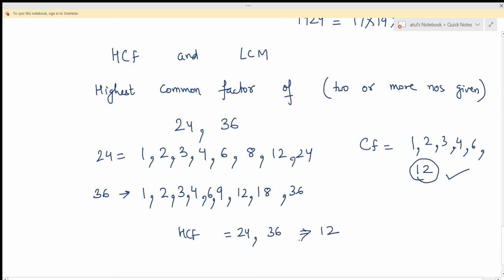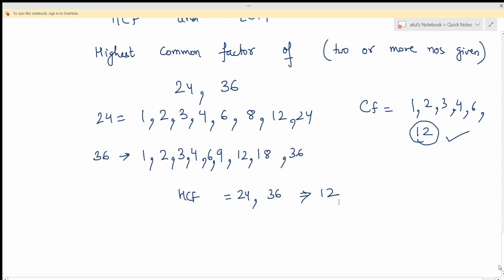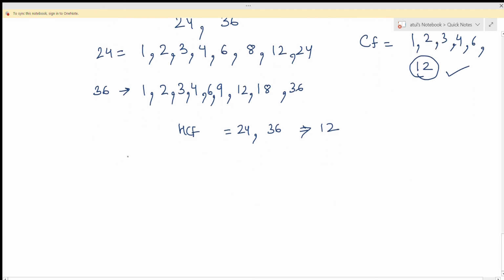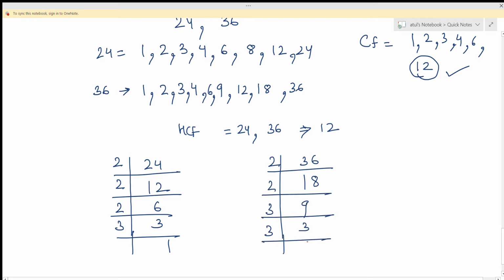Now, there are different ways of finding the highest common factor. One way was that you list all the factors and then find the common factors. Another way is you can use prime factorization. Prime factorization of 24 and prime factorization of 36. Let us find the prime factorization of both of them. So, divisible by 2 is 12. Again, it is divisible by 2, 6. Then again 2, 3, 3, 1. For this one, 2, 18, again 2, 9, 3, 3, 3, and 1.